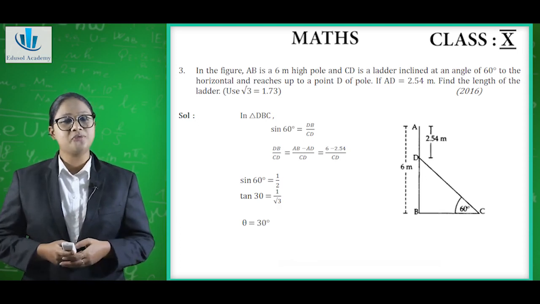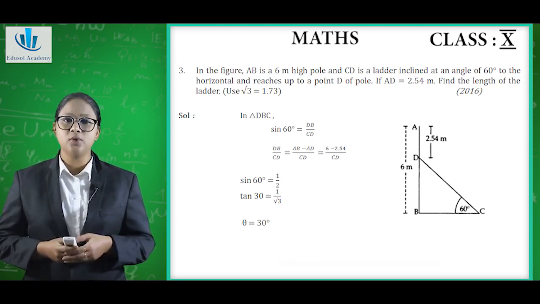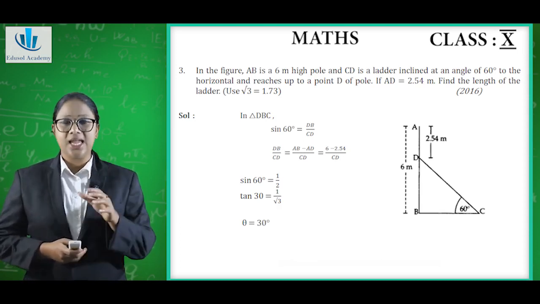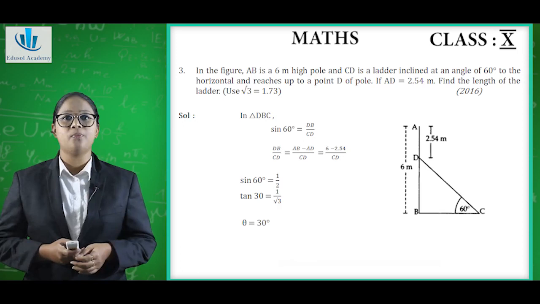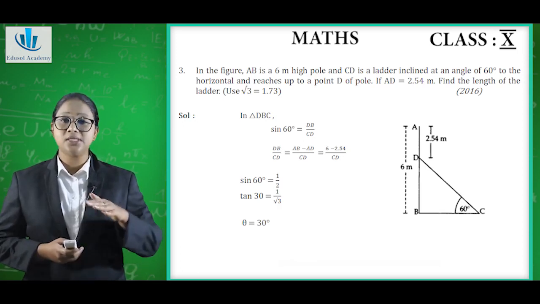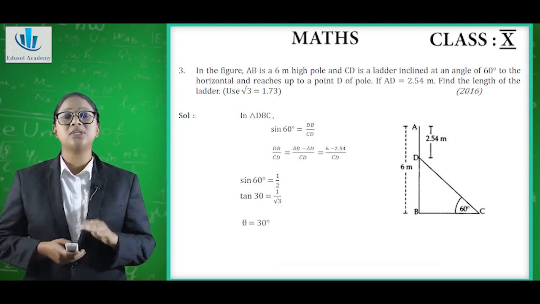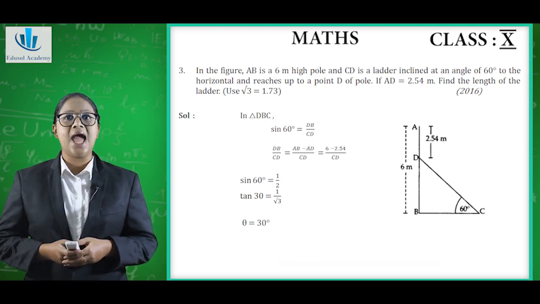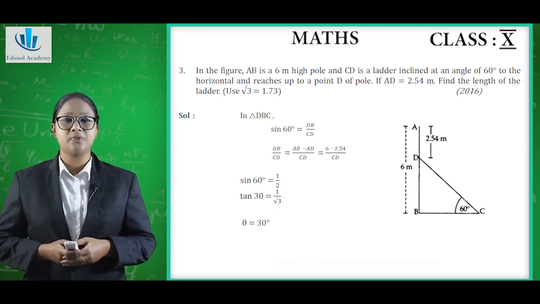Now we are supposed to find the length of the ladder. That means the hypotenuse is what we want. Also the gap between A and D, AD, is equal to 2.54, and the angle the ladder is making with respect to the ground is 60 degrees. Now we have to find DC. So DC and DB are the components that we take.